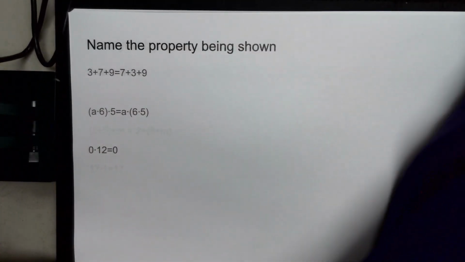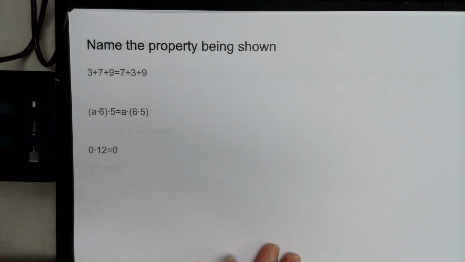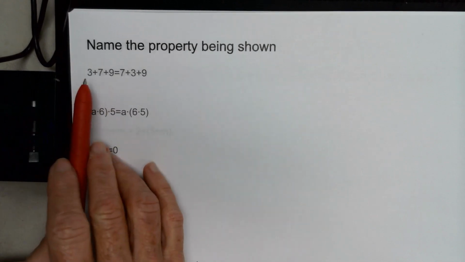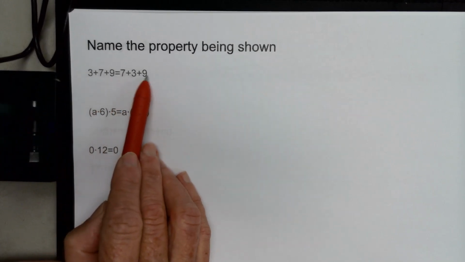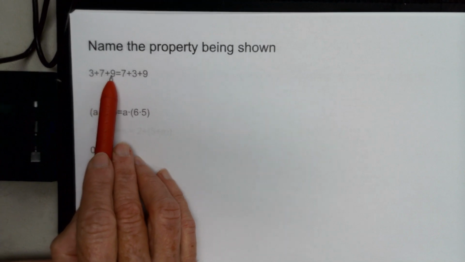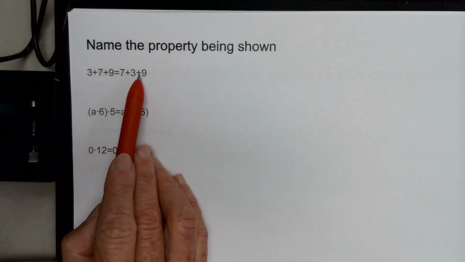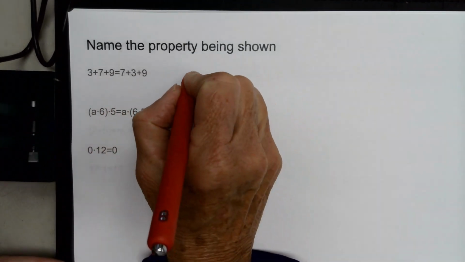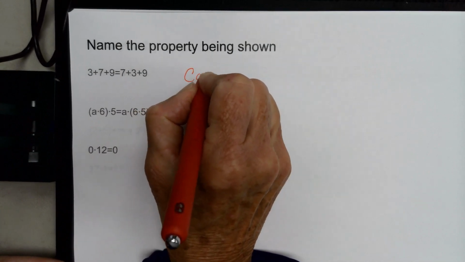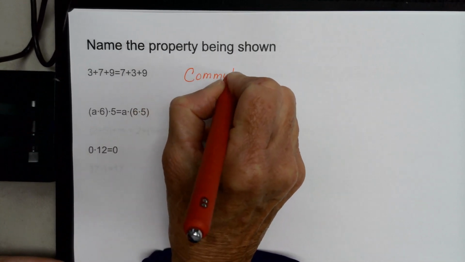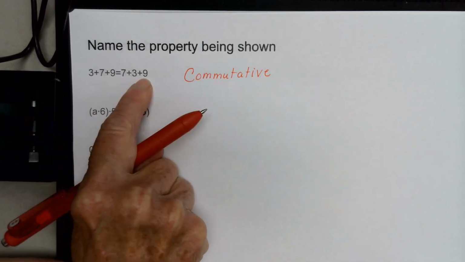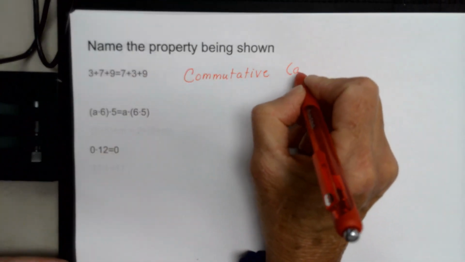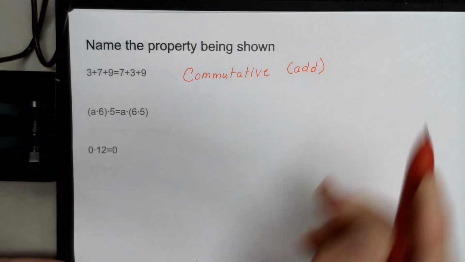So we want to practice looking at a problem and saying which property we've used to solve the problem. If you look at this very first number, notice how the order has changed. 3 plus 7 plus 9, 7 plus 3 plus 9. If the order has changed, I know I'm using commutative property. Now, this is the commutative property of addition because that's what's going on in the problem.